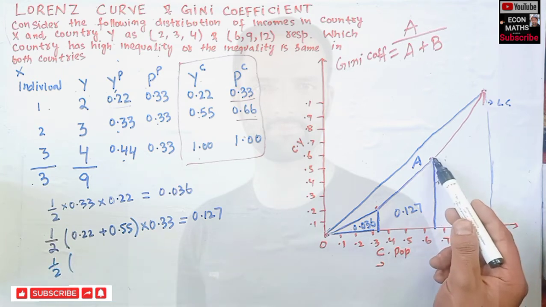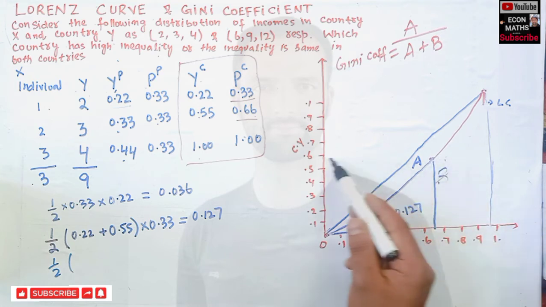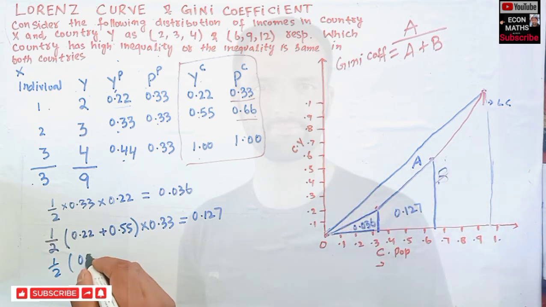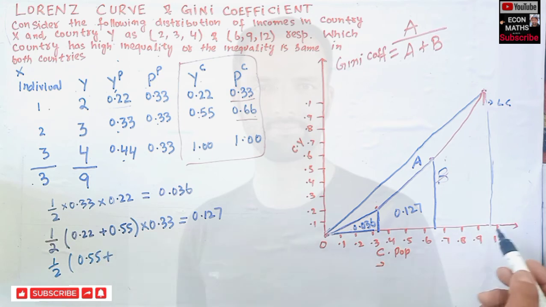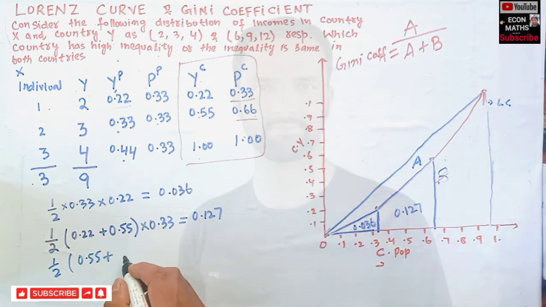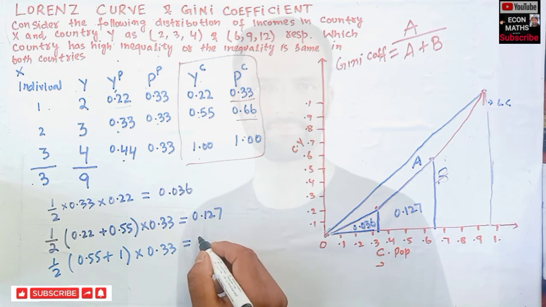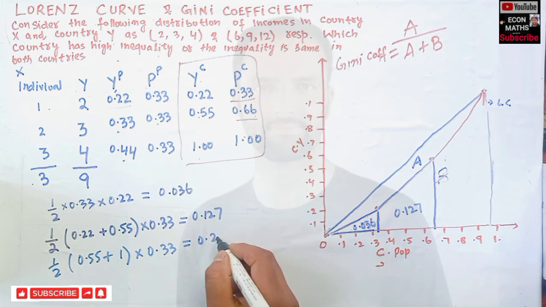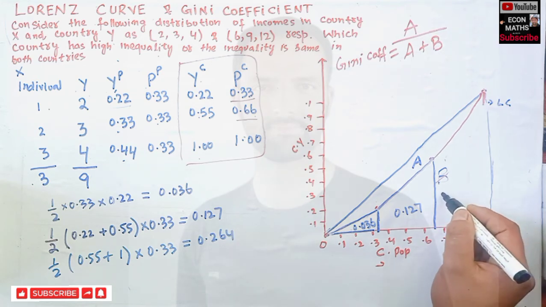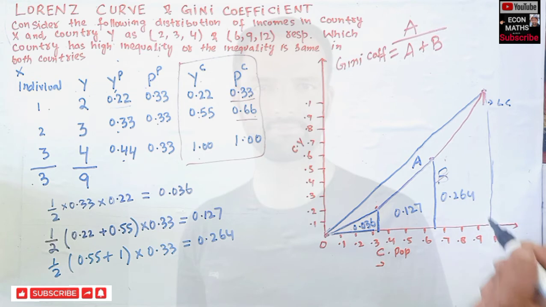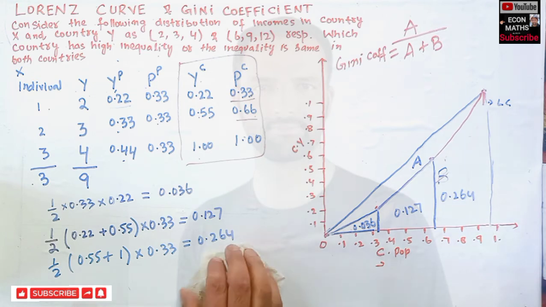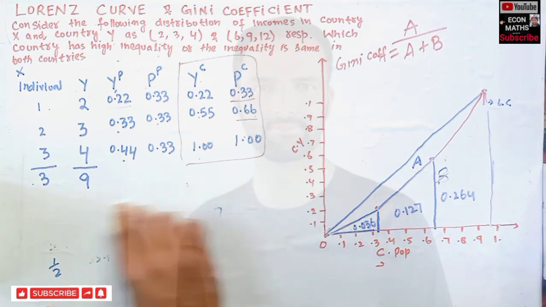So what is the height here? It is 0.55 plus, what is the height here? 1. I have rounded off this into, what is the height? This is also 0.33, and it comes out to be 0.264. Okay, so this is 0.264. Now let me rub this out to make the calculation.